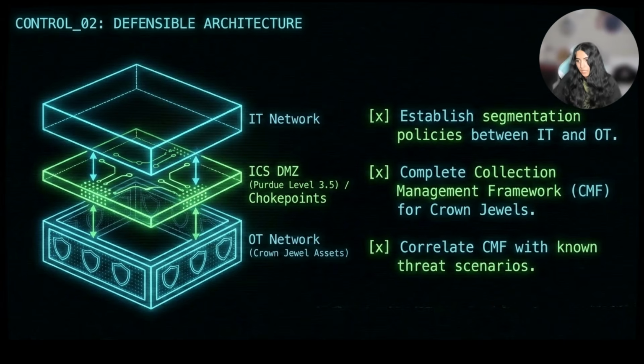In an operational or OT environment, defenders use this framework during an incident to immediately know what forensic evidence is available to investigate an anomaly instead of wasting time searching for logs. So it's important to know what your assets are and what is important to your business. What are your crown jewels? And also then find the known threat scenarios and then correlate them with your collection management framework.